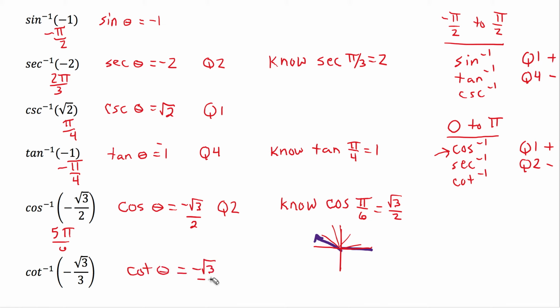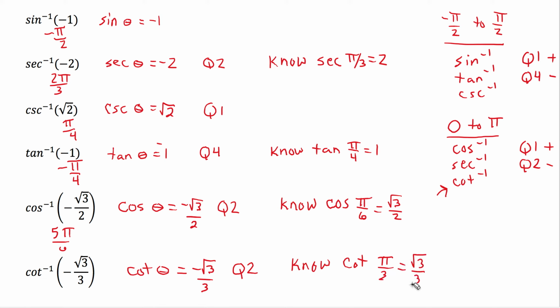All right, and then our last one, we're looking for an angle where cotangent is equal to negative square root of 3 over 3. All right, so again, I'm going to look at my definition, at my restriction on the domain. I'm going to find the cotangent. We said quadrant 1 or 2. This is negative, so we're going to be quadrant 2. All right, so what do I know as a memorized value? I know that cotangent at pi over 3 is equal to square root of 3 over 3.